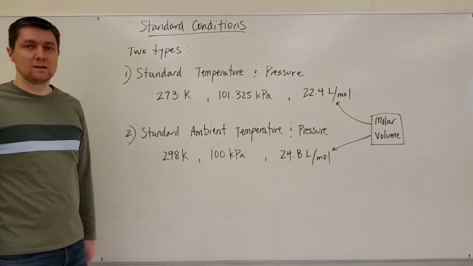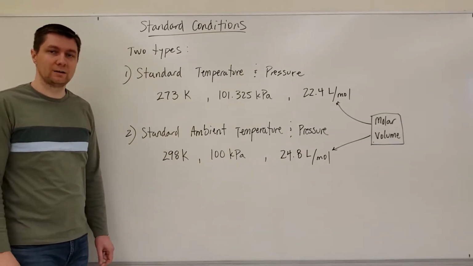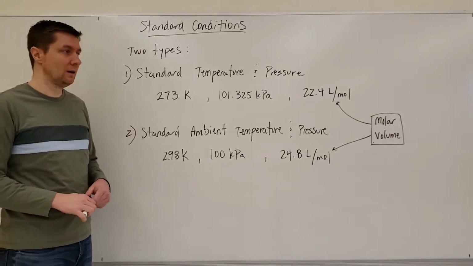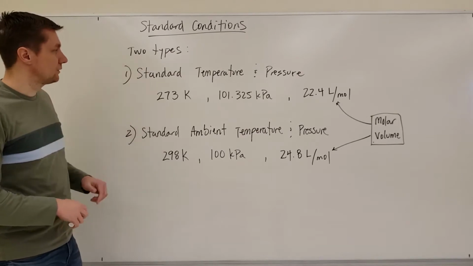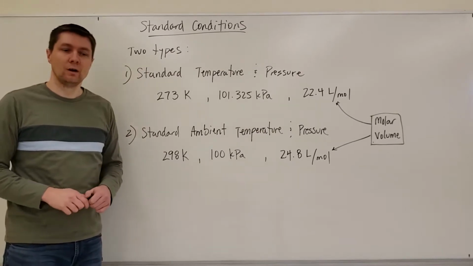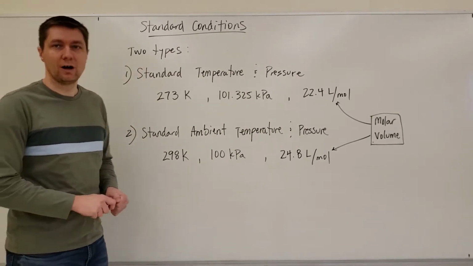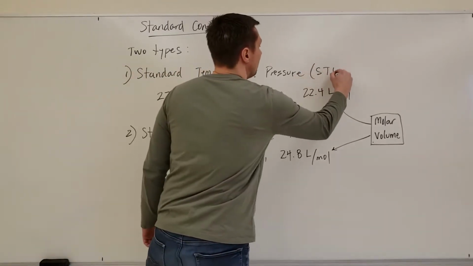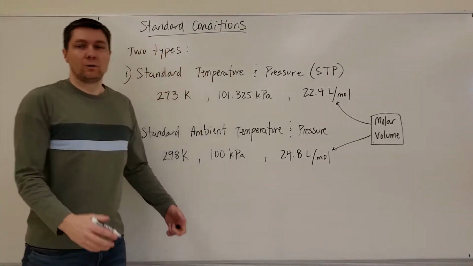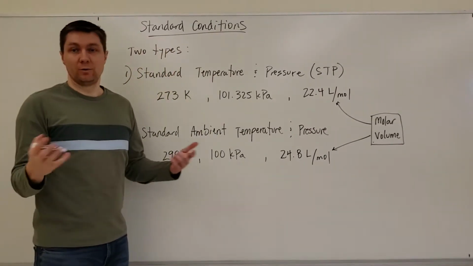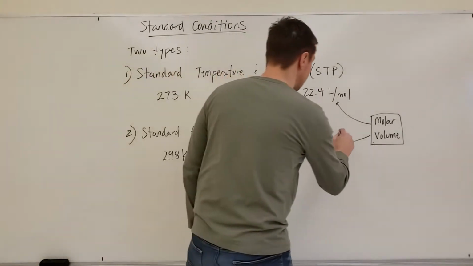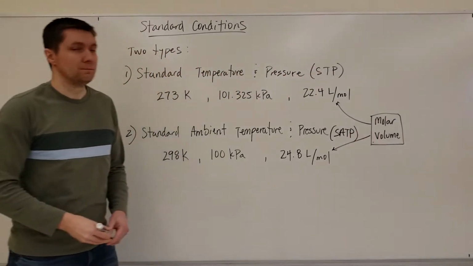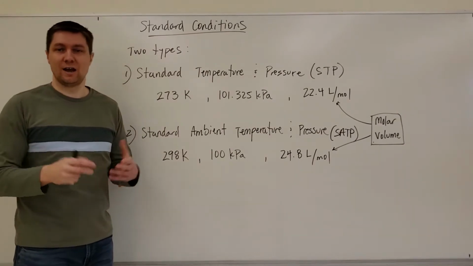Okay, before we get into the different laws that we need to understand, there's just a couple of standard conditions that you need to be aware of. These are the two types of standard conditions that you need to know. One is called standard temperature and pressure, and oftentimes it's just abbreviated STP. And the other one is standard ambient temperature and pressure, abbreviated SATP. All these conditions are just standard conditions.